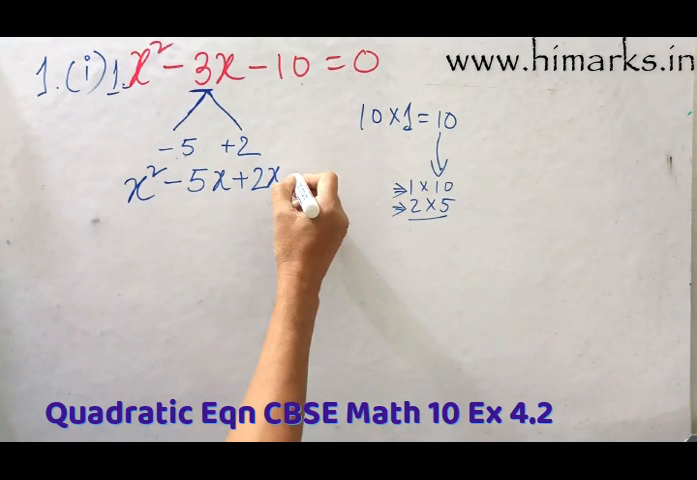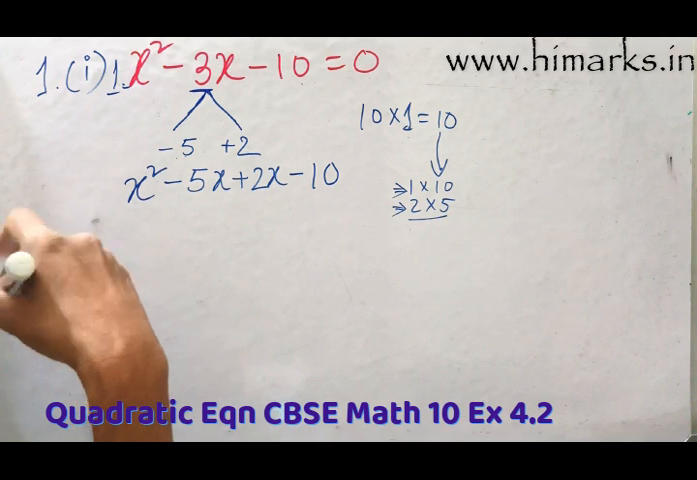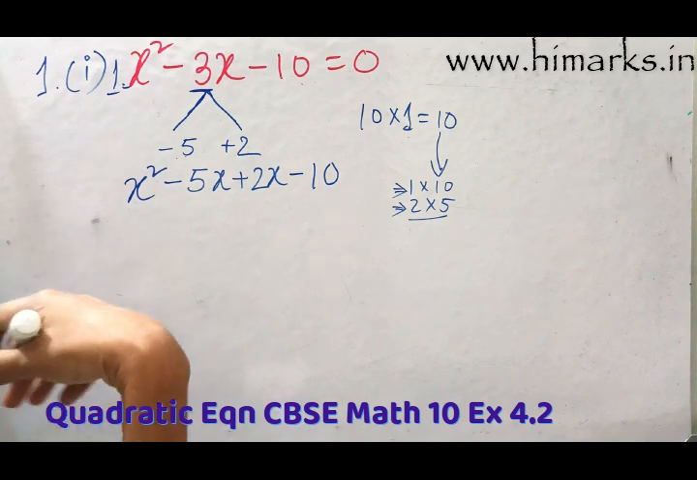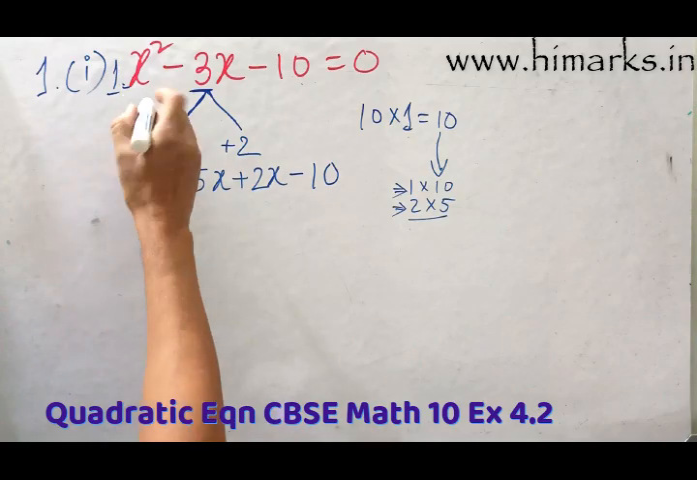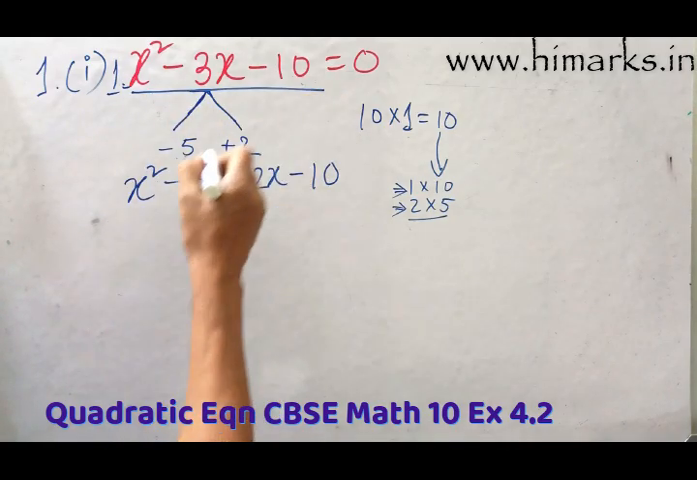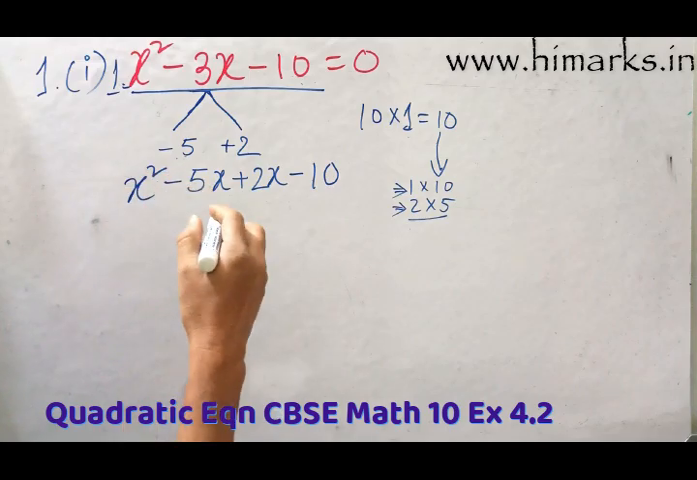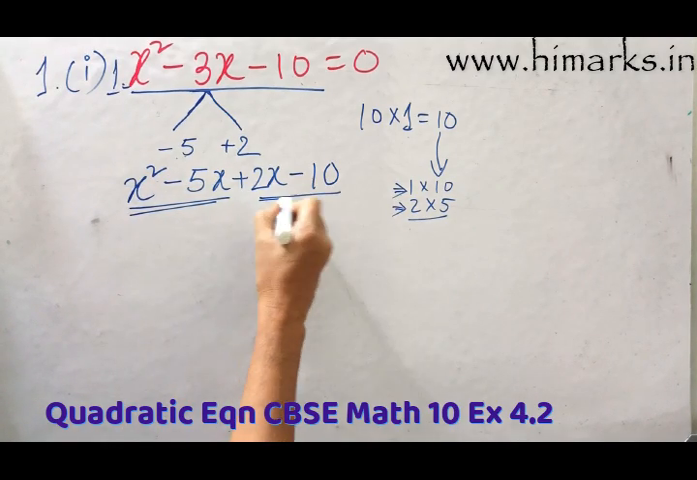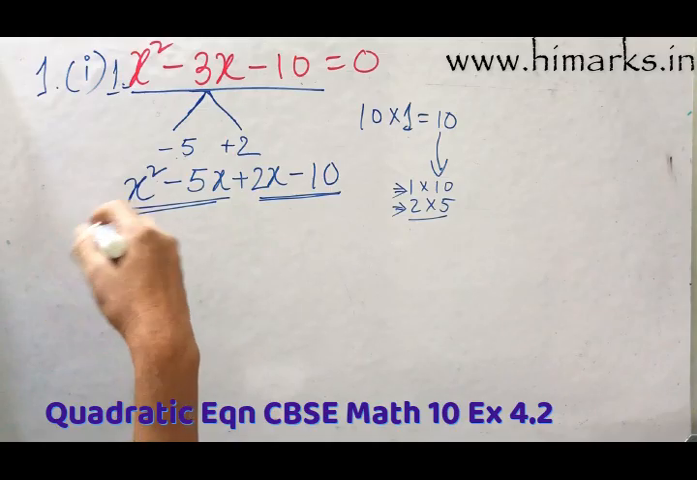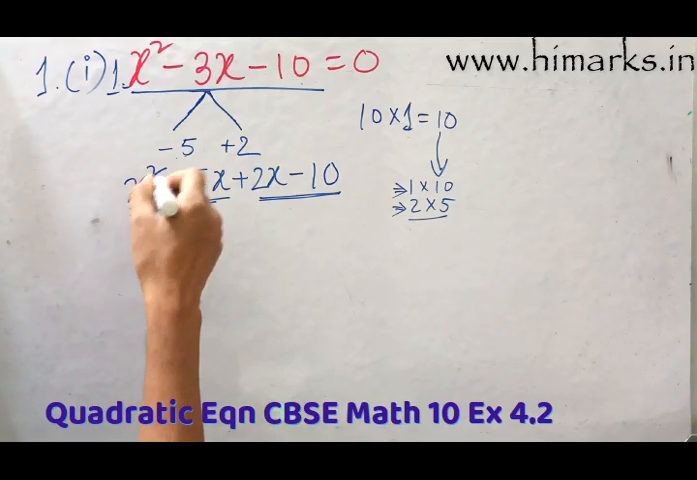So essentially we didn't change the equation, but we have written it in a more expanded format. Now these 3 terms become 4 terms. The next thing I have to do is that this is one group and this is another group. From the first group you take common as much as possible.